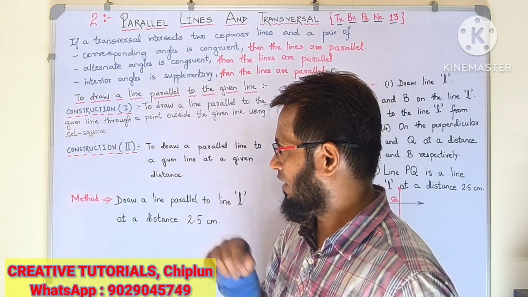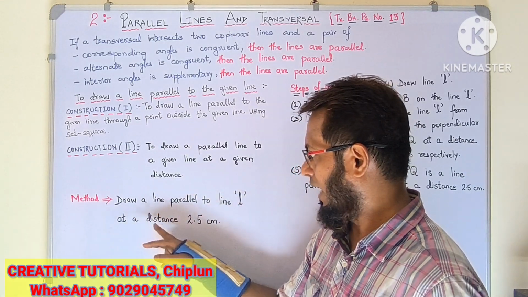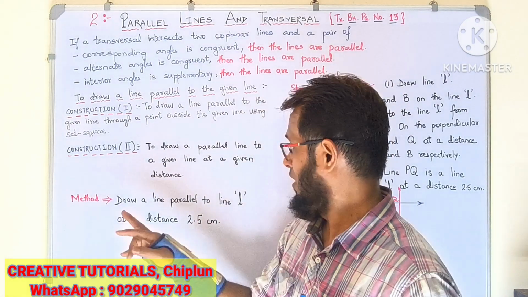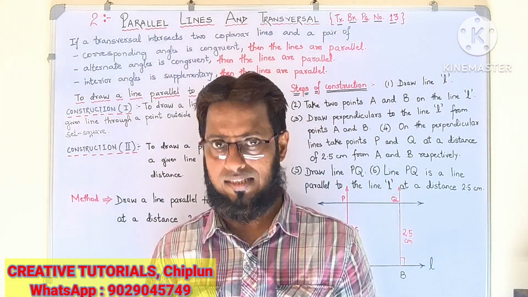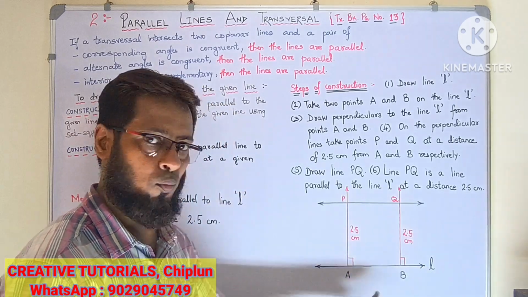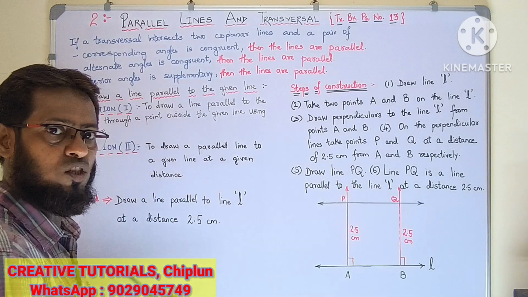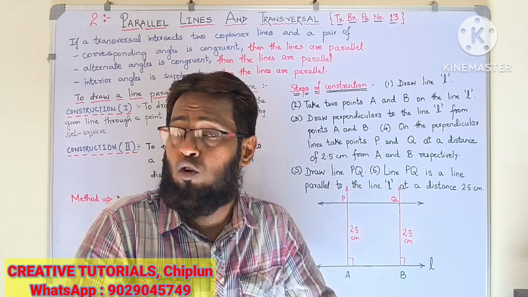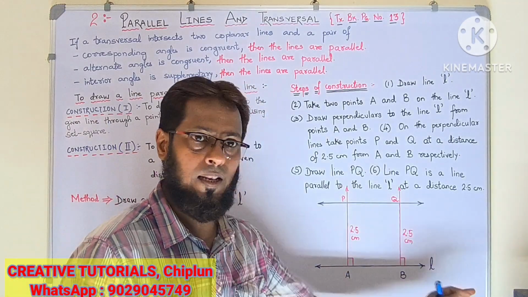So today, this is our second construction. The question is: draw a line parallel to line L at a distance of 2.5 centimeters. Okay, let us see once again. Draw a line parallel to line L. That means line L is already existing. Okay, so you can see on this side our line L is already existing over here, right? And then they're telling us at a distance of 2.5 centimeters. That means the line we are going to draw parallel to line L is at a distance of 2.5 centimeters.